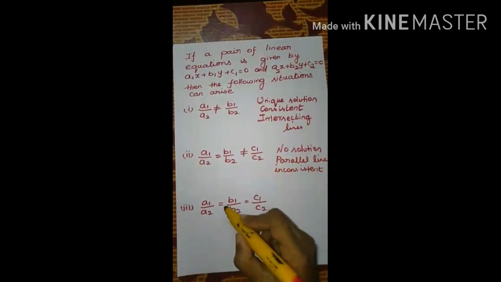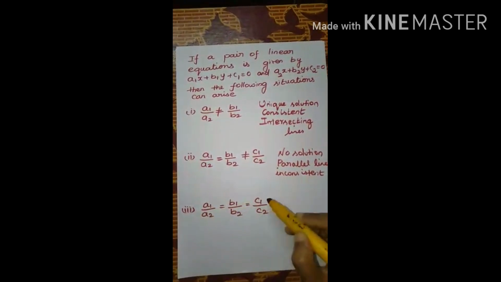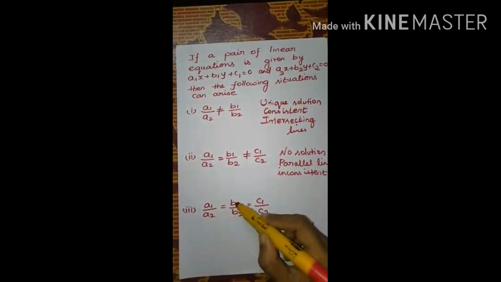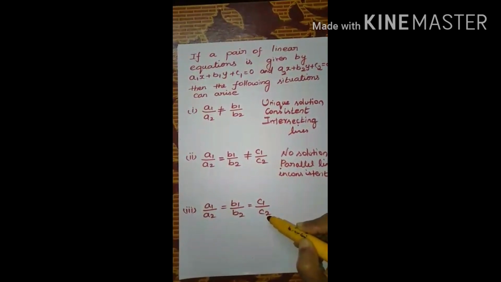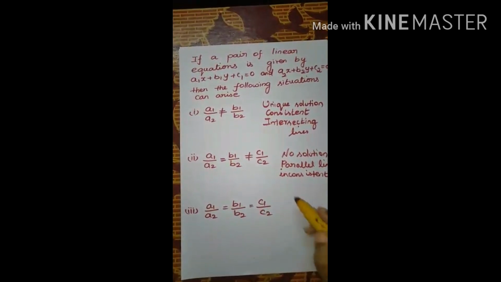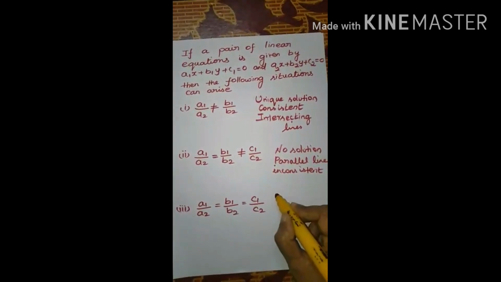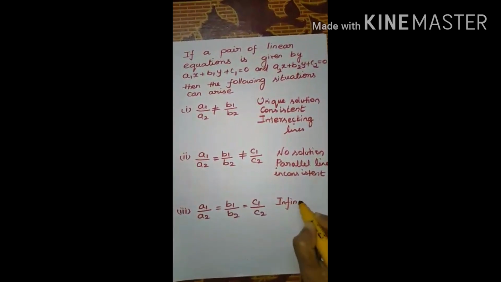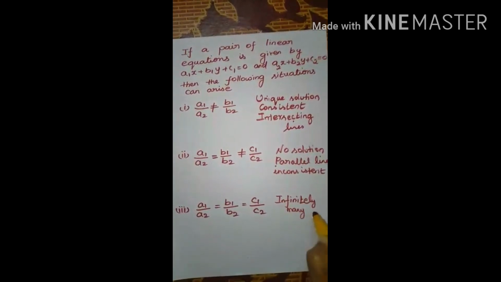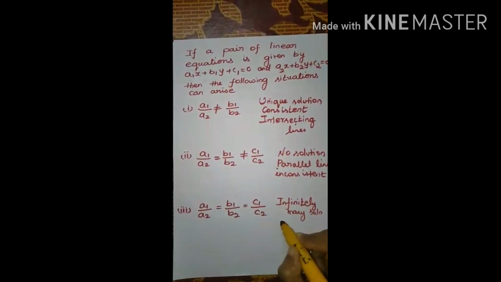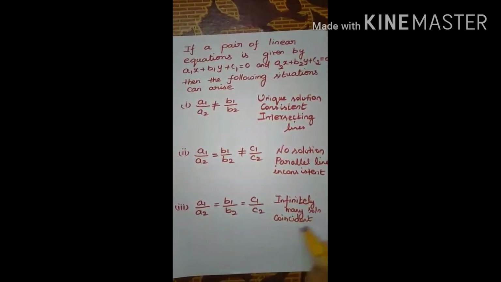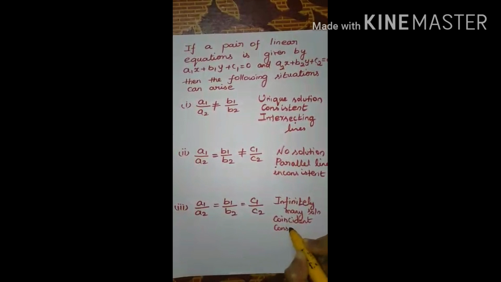The next one, coefficient of x value, coefficient of y value, then constant value. We have to compare the two equations. That time we get a1 by a2 is equal to b1 by b2 is equal to c1 by c2. So we get infinitely many solutions. The lines are coincident. The result is consistent. So infinitely many solutions we get. The next one is coincident lines. The result is actually consistent.